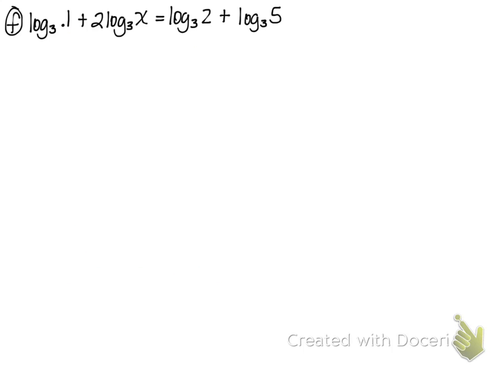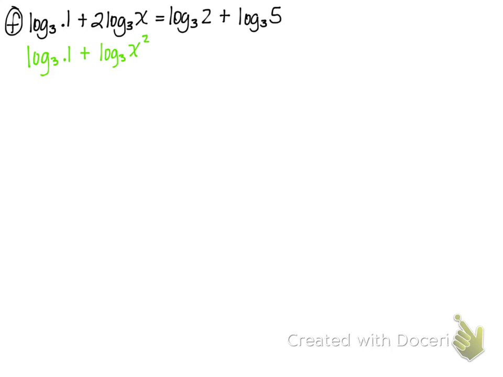Okay, moving on, we have another example. We got logs all over the place. So we're going to try to condense both the left-hand side and the right-hand side. Okie doke. So let's tackle the left-hand side, and then we'll get to the right-hand side. Now, if you look at the left-hand side, we've got this 2 out in front, which means we have our power property. So let's rewrite this. Log base 3 of 0.1 plus log base 3 of x squared.